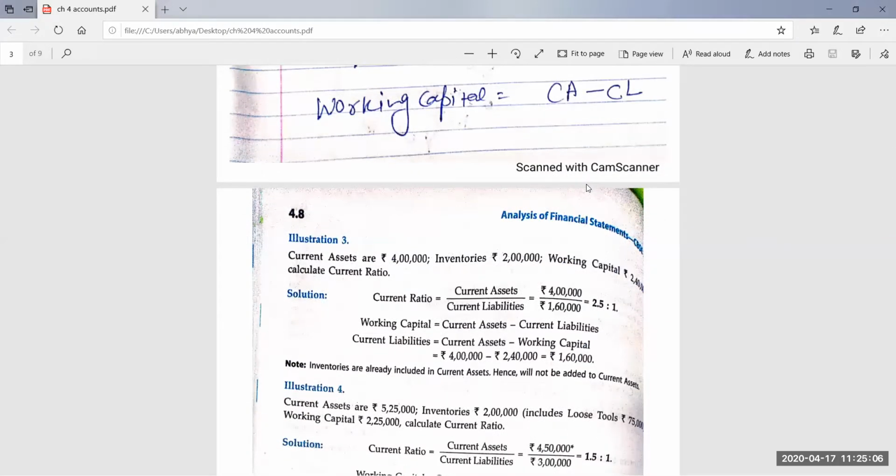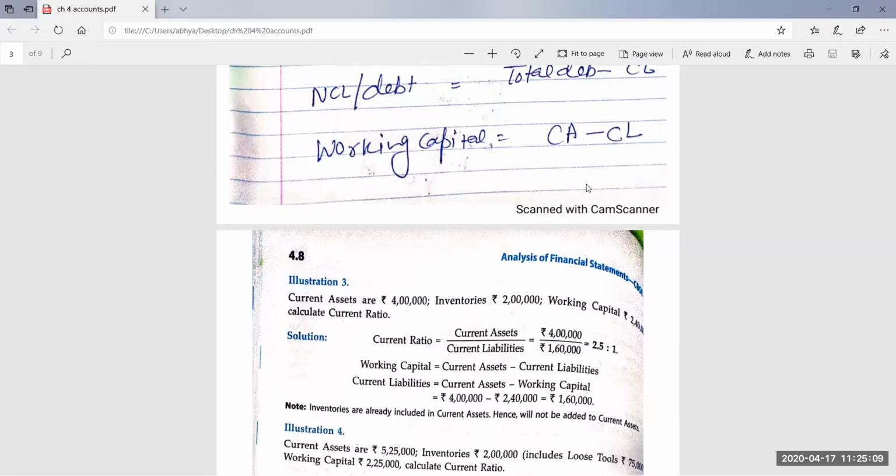So this is example number 3. Current assets 4 lakh, inventories 2 lakh, working capital 2 lakh 40,000. Calculate current ratio. Students, as I told you earlier, first of all you have to write the formula. That is current assets upon current liabilities. Now we have current assets in our question. It is given. But current liabilities are not given. So to find out current liabilities, we have to use the above formula which I told you. Working capital is equal to current assets minus current liabilities.